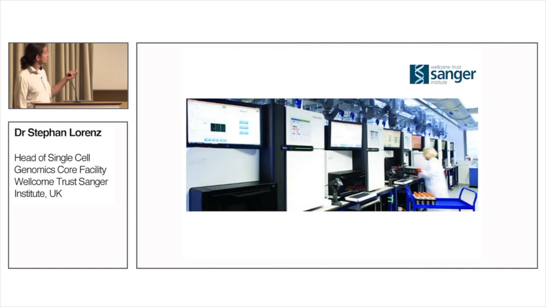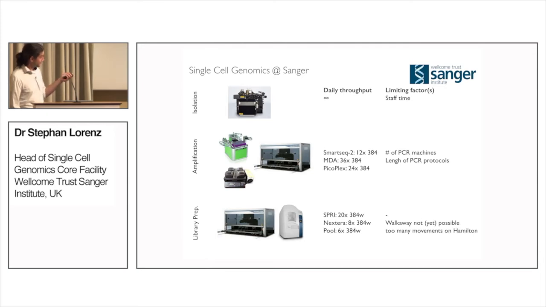Then we go for sequencing, so this is an image from our sequencing core facility. I'm not going to cover that. So to summarize, through the 3 main steps in our process: for isolation of single cells, the throughput we can achieve is basically unlimited, maybe limited by staff time, how long someone would want to sit in front of that instrument.